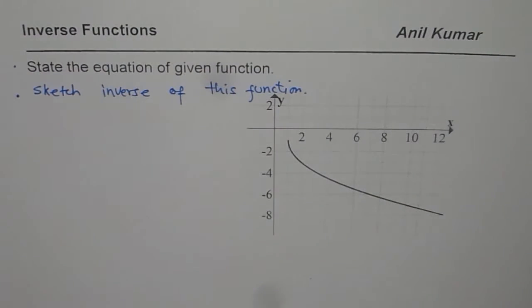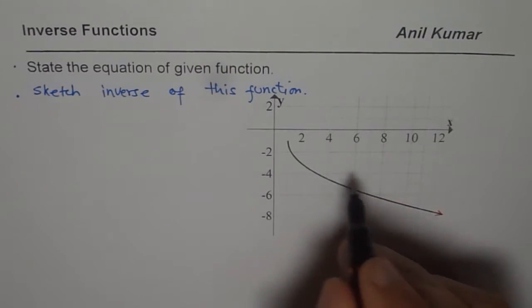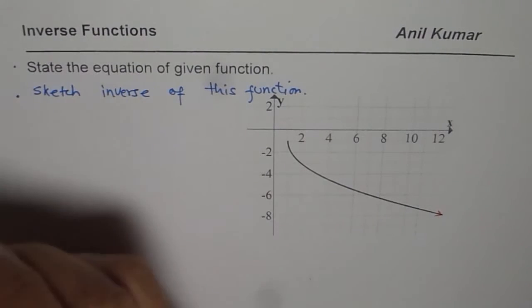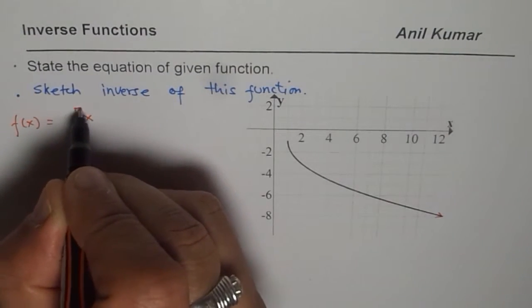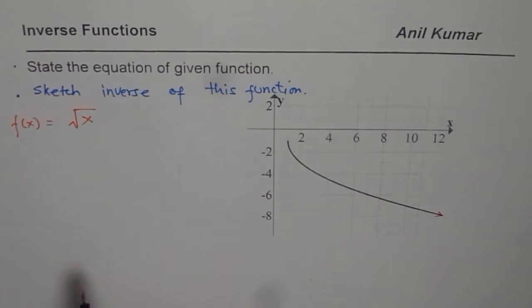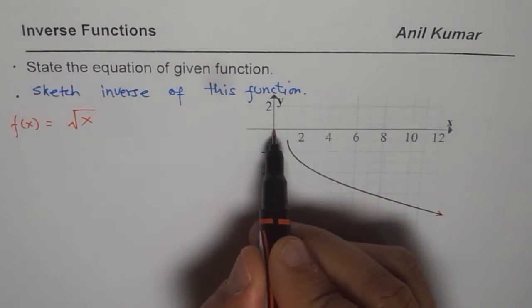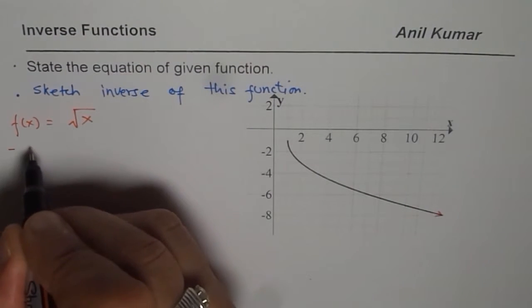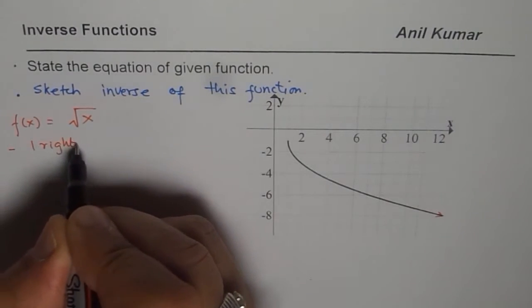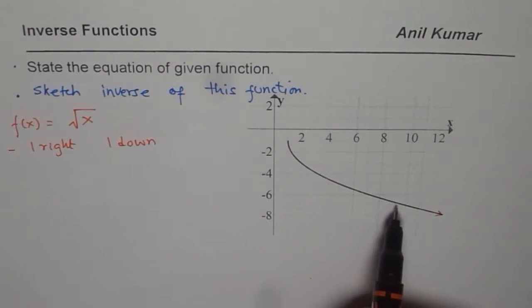Now let us see what is the equation of this particular function. To find the equation, we recognize that this seems to be a base function square root. So we say f of x for us is a square root function. So that is a base function and which has been transformed. So how is it transformed? As we can note that it has been moved 1 unit to the right and 1 unit down. So the transformation here is 1 right, 1 down.